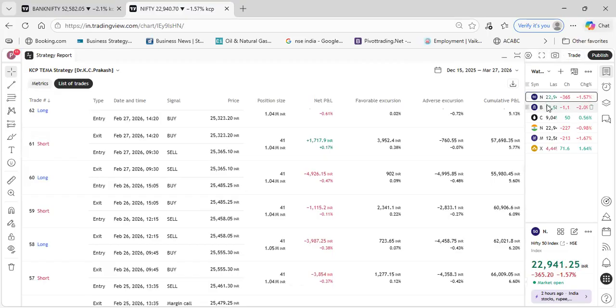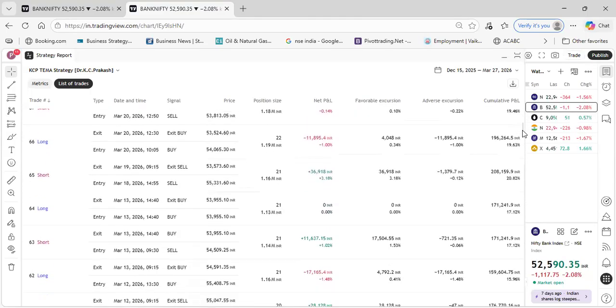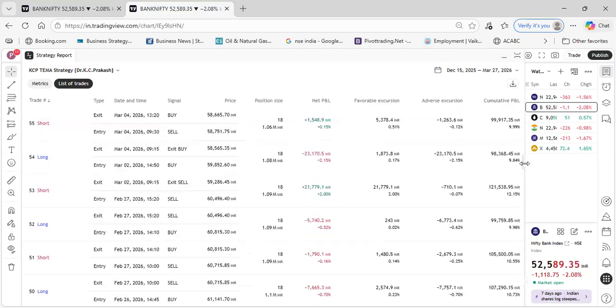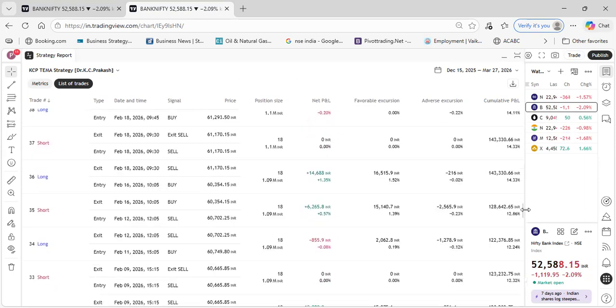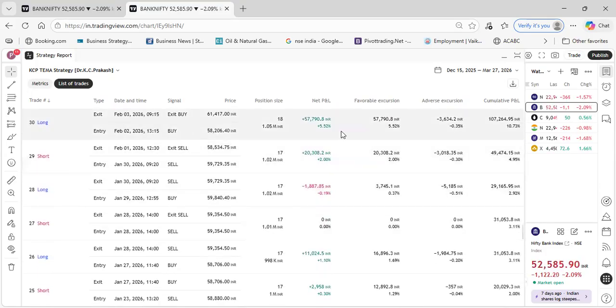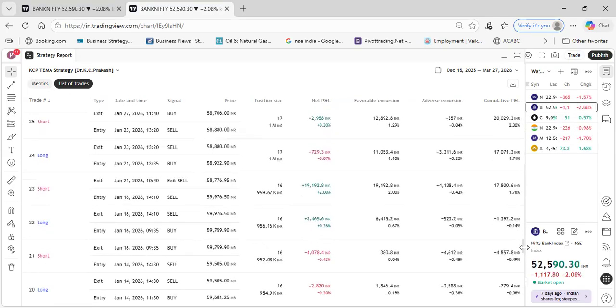Okay, we'll show you Bank Nifty. In Bank Nifty also you can see how much profit per day, and here you can see the back tested results from December 15 to March 27, 2026. So this is the list. You can see how this indicator outperformed in Nifty and Bank Nifty, and on some other day, February 3rd, 57,000 in one execution. That is 5% profit generated. So that much powerful indicator we are using intraday.